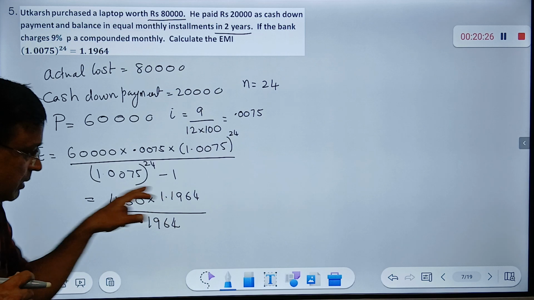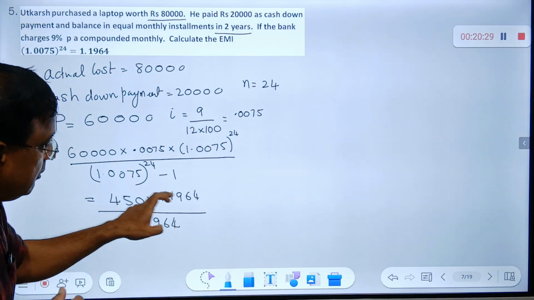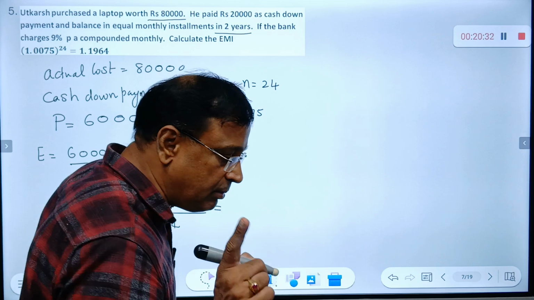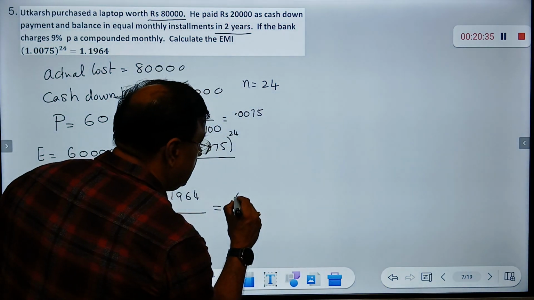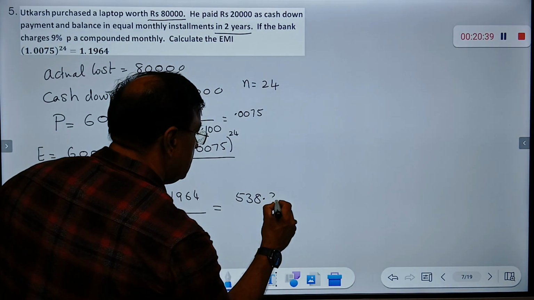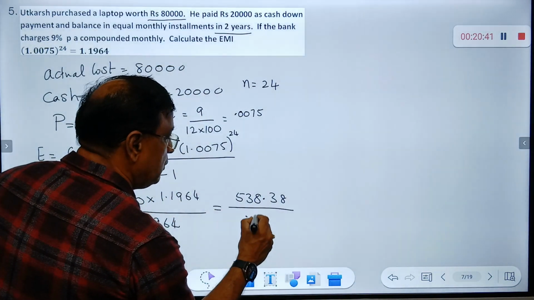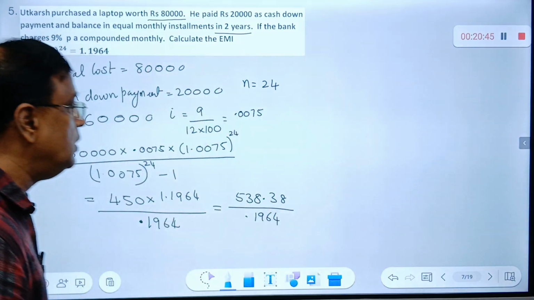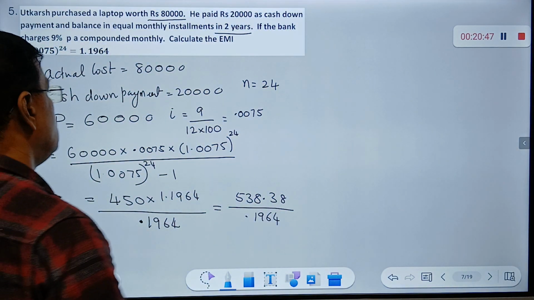Now this 45 is a very simple number. It's easy to multiply. So instead of taking log, I'll multiply it directly. I have done that, whereas in the previous problem, I did not do it. It is 538.38 divided by 0.1964. Now I am going to do that calculation using log.